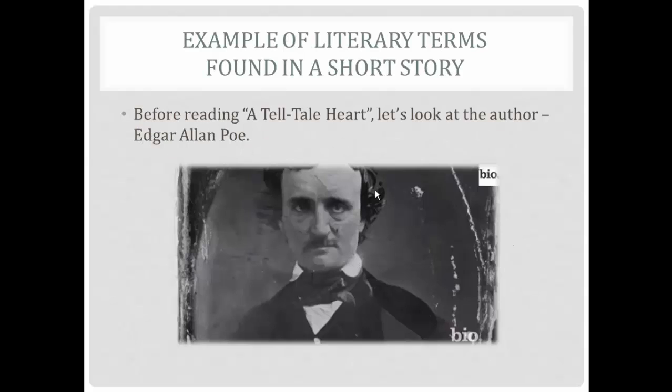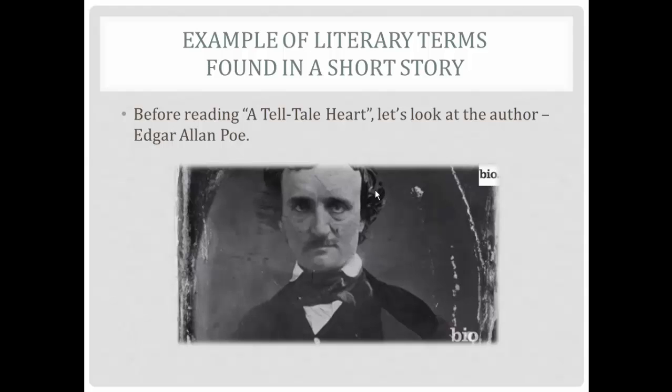So we're going to practice discussing and evaluating these literary terms in a short story. So similar to last week, students read The Cask of Amontillado, and the author was Edgar Allan Poe. But before we get into a different short story by Edgar Allan Poe, I want you to click the link inside of your Blackboard lesson and look at a short biography of Edgar Allan Poe.